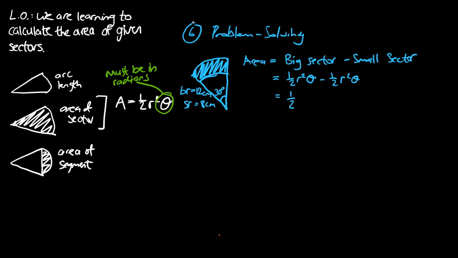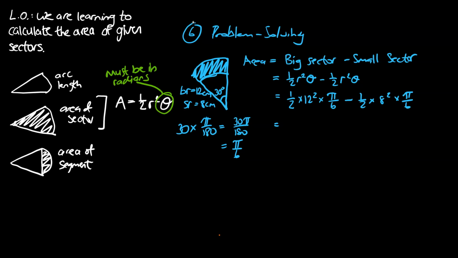So it's going to be 1/2 times 12 squared times, in this case around, we need our degrees in radians. So let's convert that. So 30 times pi over 180, that's going to be equal to 30 pi over 180, which is going to be equal to pi over 6. Pi over 6. We're then going to have to subtract the same, but with the smaller radius, 1/2 times 8 squared times pi over 6. And when you put that into your calculator, we'll try to get numbers for both of them.